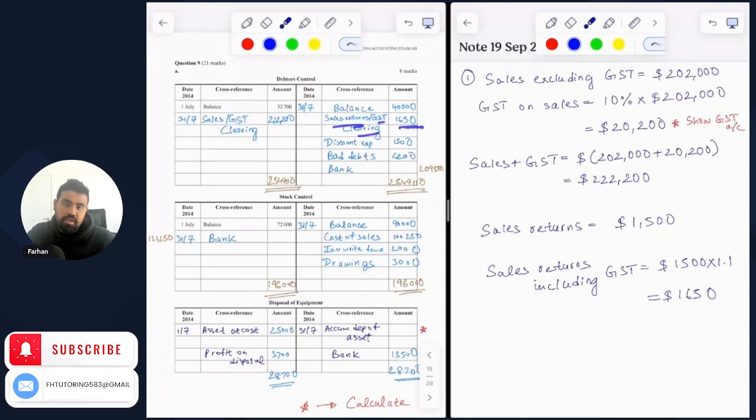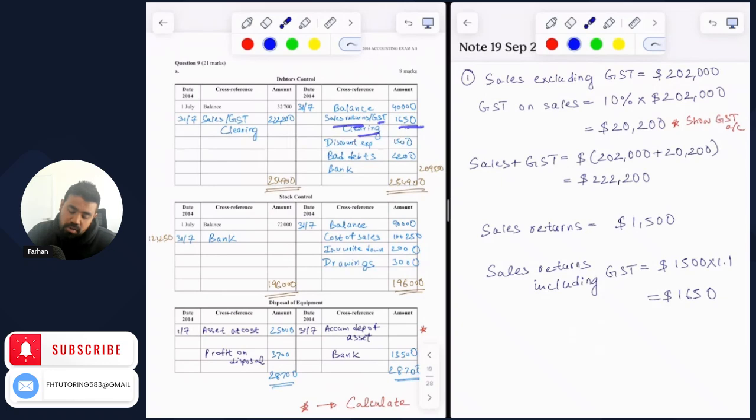accounts receivable goes down. And when our accounts receivable goes down, we understand that our assets are going down because we expect to collect less cash from these people in the future. So when the assets go down, we have to show it as a credit within the ledger account, and that is what we're doing here for sales returns, including GST of $1,650.